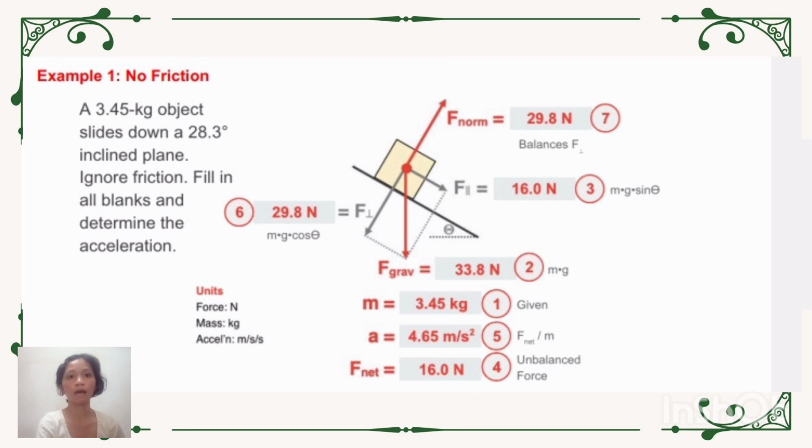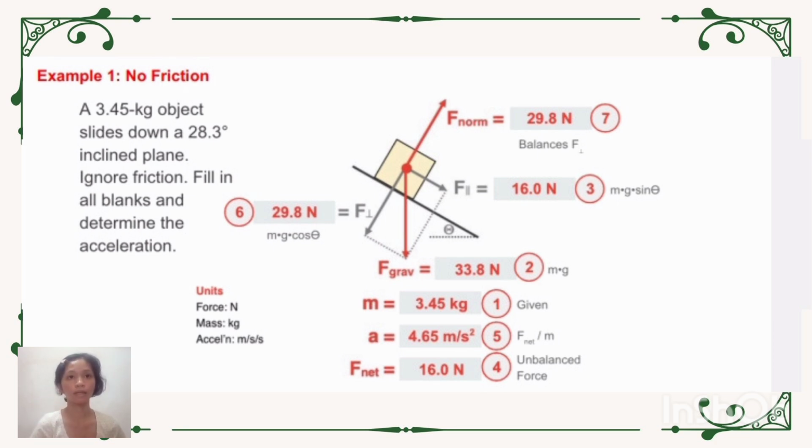So the first step is we look at our given, which is 3.45 kg, right? And number 2 is to find the overall weight, or the F gravity, Fg. So all we have to do is multiply our mass with gravity. So 3.45 kg, I'm going to use my calculator, 3.45 kg times gravity, which is 9.8. So the answer is 33.8.